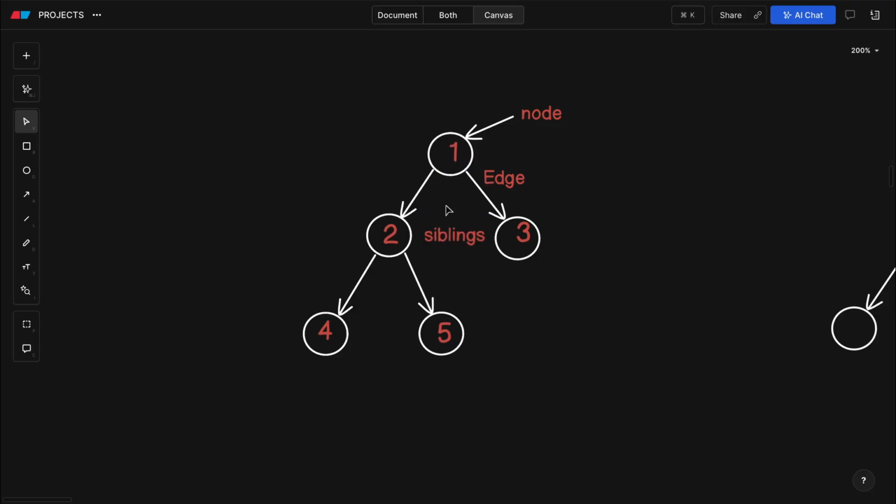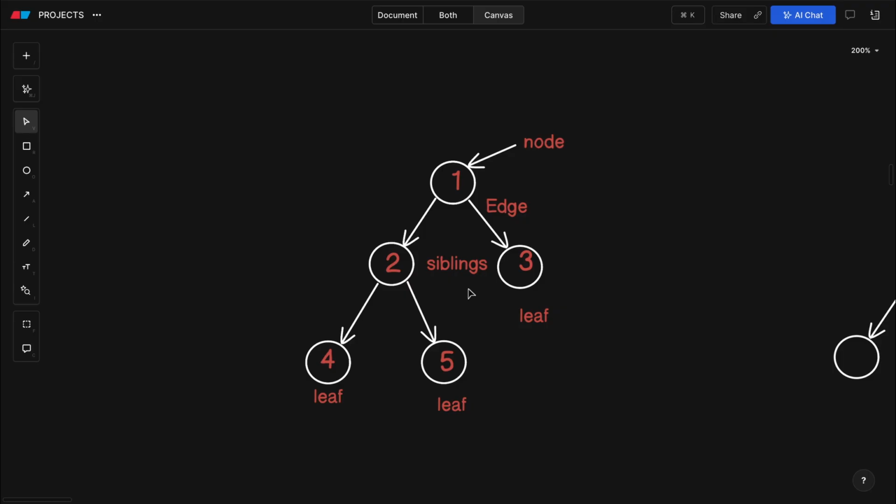Then if a node doesn't have any child node, that is called a leaf node. So here the leaf nodes are 3, 4 and 5. So 3 is a leaf node, 5 is a leaf node and 4 is a leaf node.